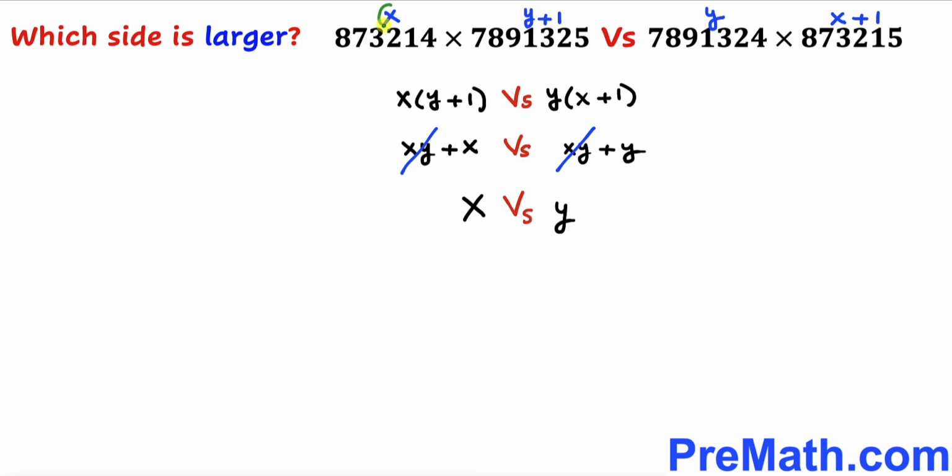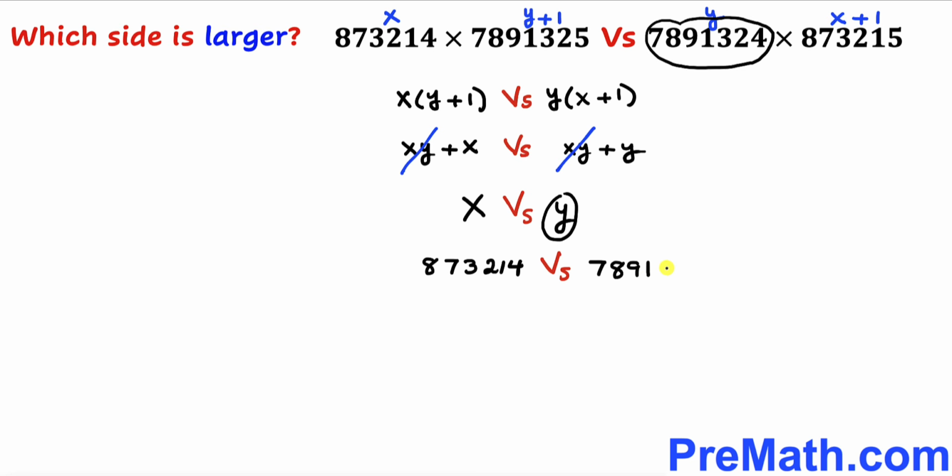Now our x value is 873,214, so I'm going to replace x with this actual value: 873,214. Our y value is 7,891,324, so I'm going to replace y with 7,891,324 on the right-hand side.